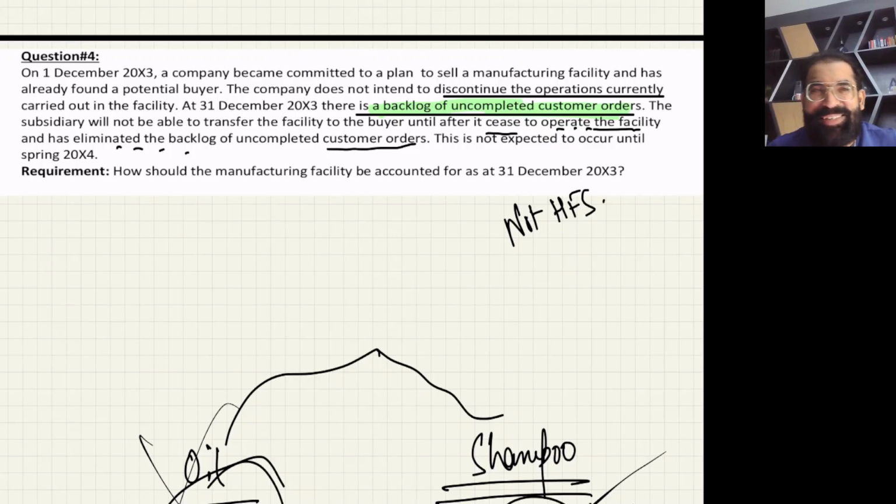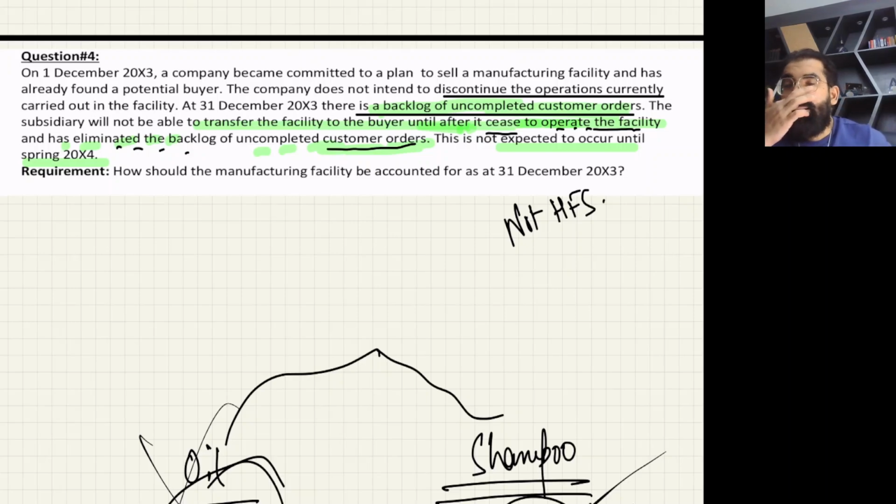Today I taught you this. The subsidiary will not be able to transfer the facility to the buyer until after it ceases to operate the facility and has eliminated the backlog of uncompleted customer orders. Now listen, this is not expected to occur until September 20X4.